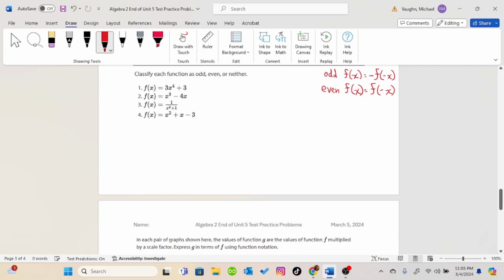So for number 1, f of negative x equals 3 times negative x to the 4th plus 3. A negative x to an even power becomes a positive x. I plug in negative x, and I get exactly the same thing back. So number 1 is even.